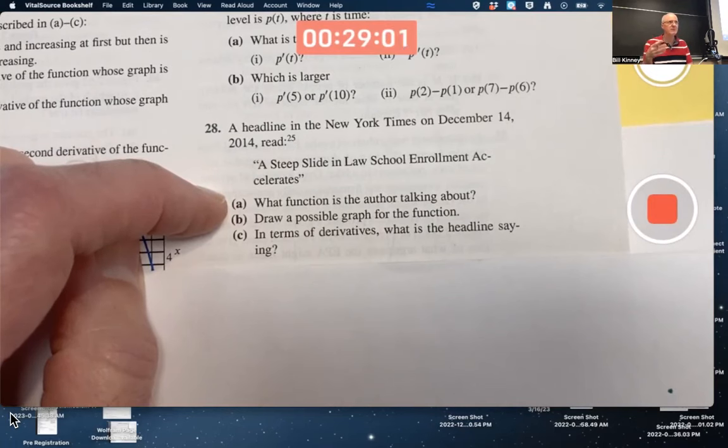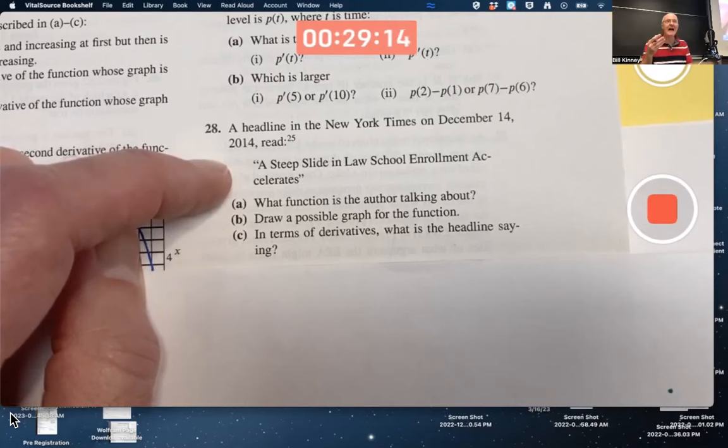Each year, a certain number of people enroll in law school. You keep track at the beginning of each year, maybe each semester, September and say January. How many people enroll? It keeps going down. It is a slide. The graph's going down, it's decreasing.